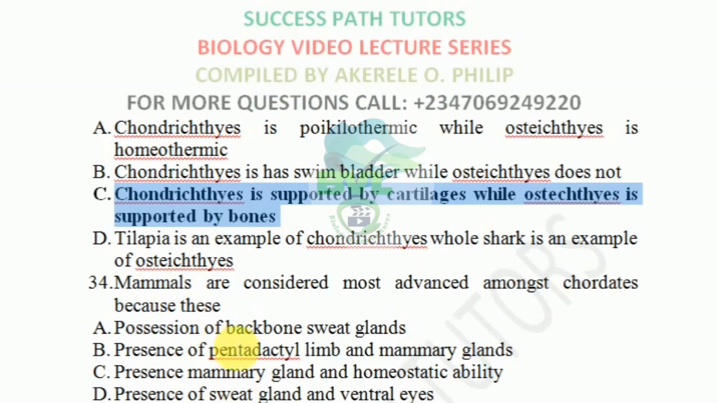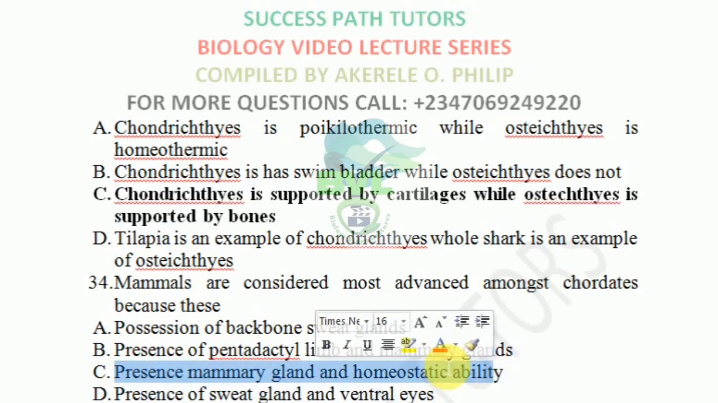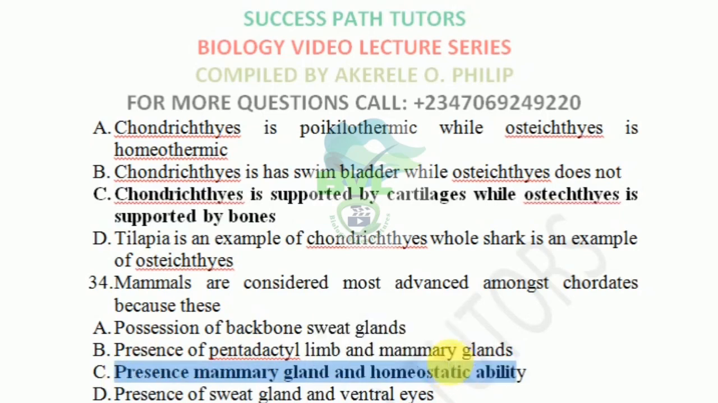Mammals are considered most advanced amongst chordates because they possess sweat glands. No, because they have mammary glands and they can exhibit homeostasis, so they have homeostatic ability. That means they have mammary glands, breasts to feed, and their body temperature can be maintained constant. That means they are warm blooded. Now bear in mind that these other options are correct about them, but this is distinct.